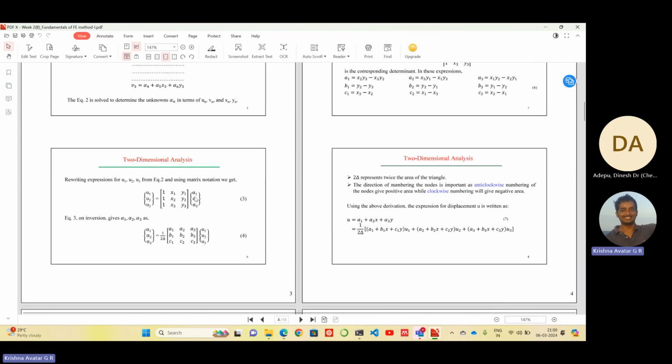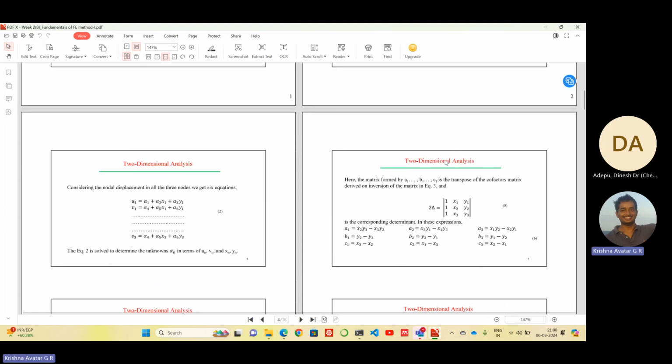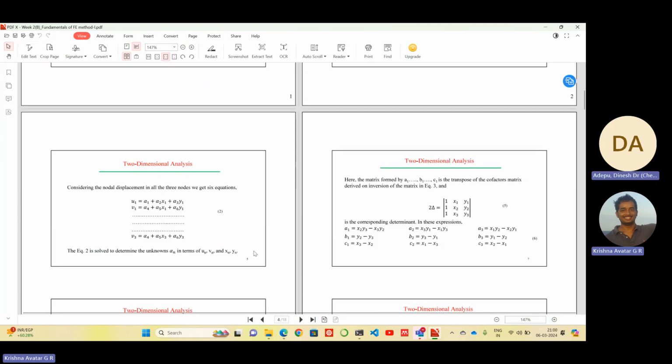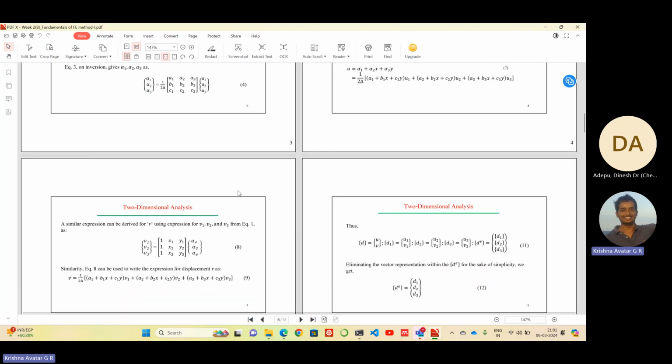So then what we need to do is find the coefficients alpha 1, alpha 2, alpha 3, because once we know the alpha 1, alpha 2, alpha 3 coefficients, we are able to determine the variation throughout the domain, isn't it? If we know alpha 1, alpha 2, alpha 3, then we know the variation of u throughout the domain. Correct. So what we do is invert this matrix and express alpha 1, alpha 2, alpha 3 in terms of u1, u2, u3. With this inverse, we can actually describe the variation of the displacement throughout the element.